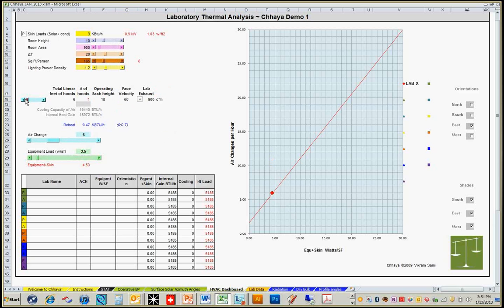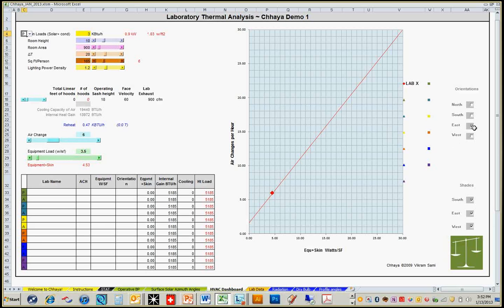So I'm going to take out the hoods for now and just look at where the dot is right now. So let's assume we've got a 6 air change lab over there, and right now we have something that's pretty balanced with the equipment and skin loads, so we're kind of satisfying our needs. You can play around with this. The P over here means we're looking at peak conditions in terms of skin, and you can also look at average conditions. There's not that much difference right now because we've got shades.